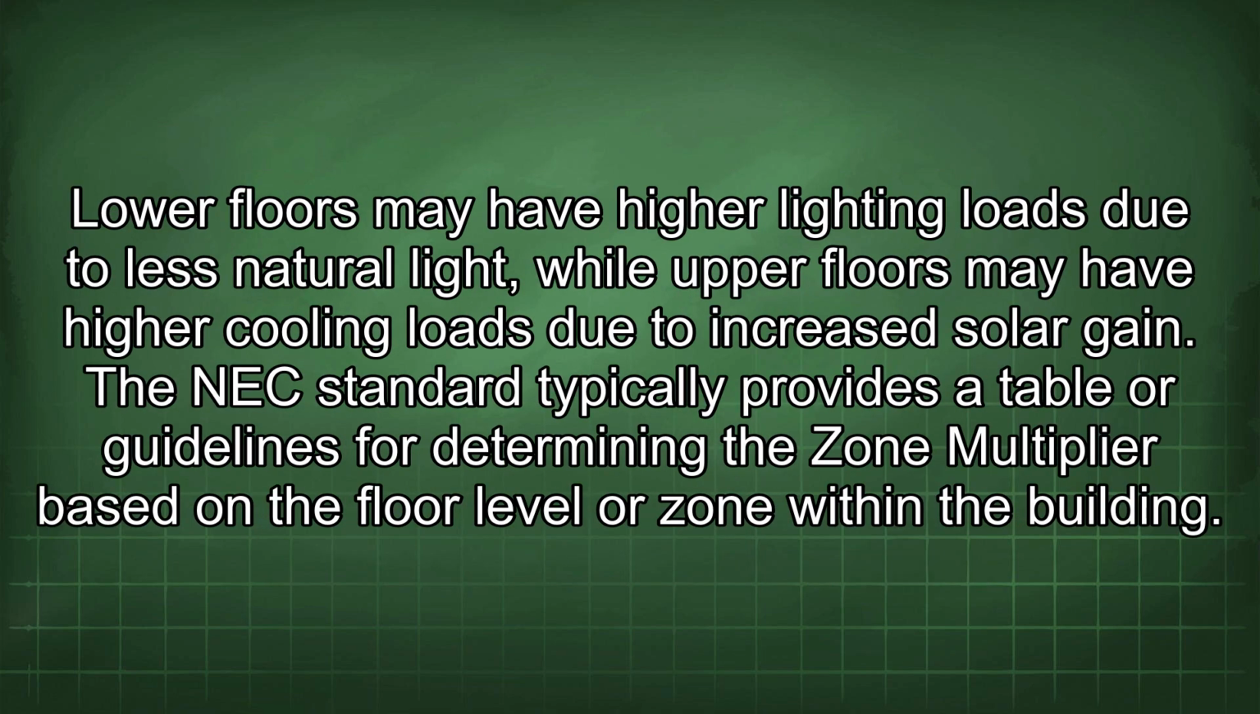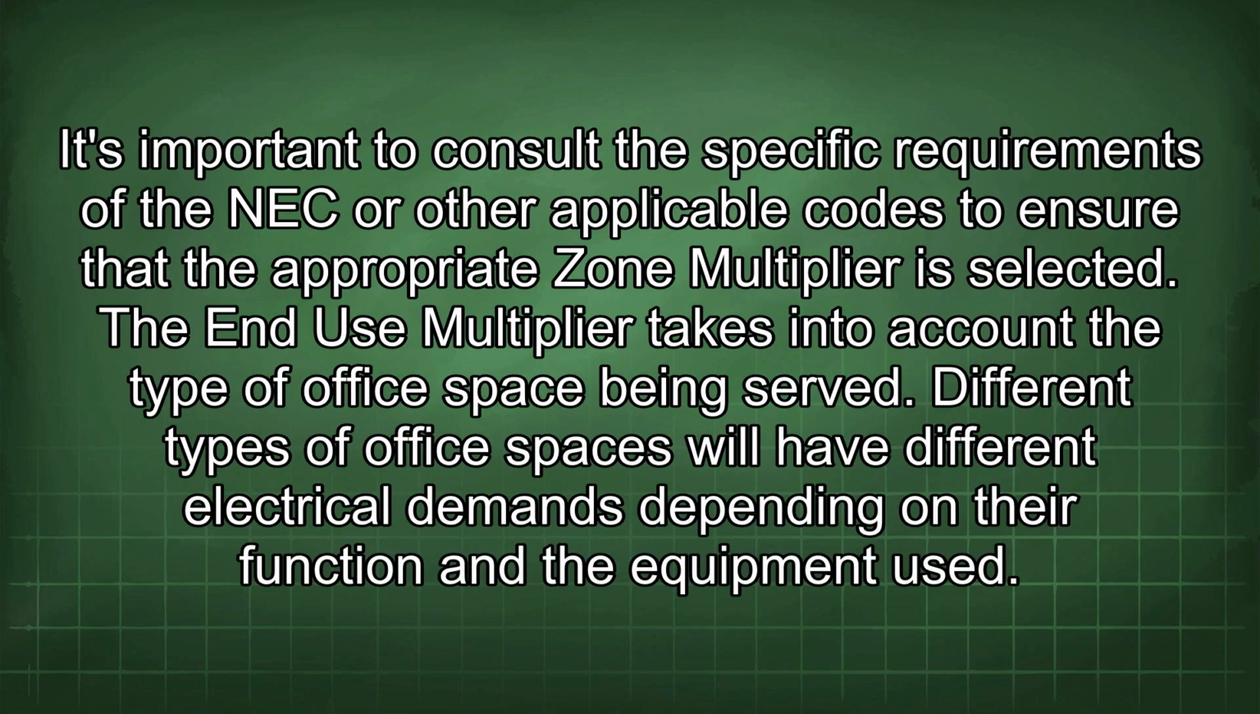Lower floors may have high lighting loads due to less natural light, while upper floors may have high cooling loads due to increased solar gain. The NEC standard typically provides a table or guidelines for determining the zone multiplier based on the floor level or zone within the building. It's important to consult the specific requirements of the NEC or other applicable codes to ensure that the appropriate zone multiplier is selected.